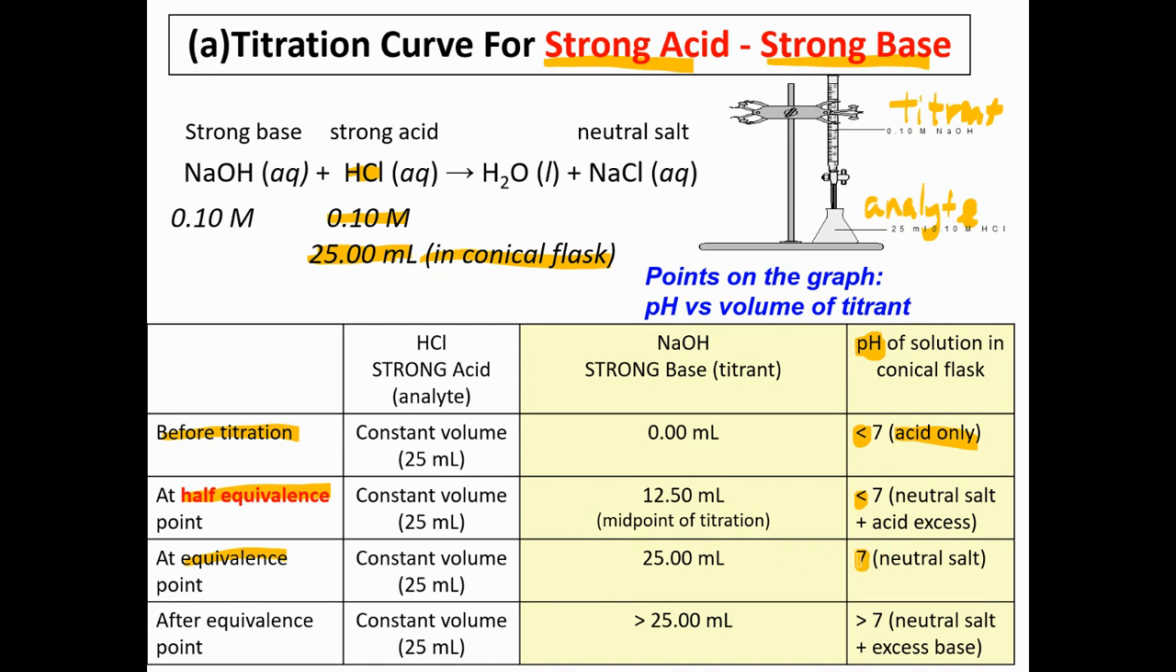Only at the equivalence point do acid and base completely react, so we will get neutral salt because it is from strong base and strong acid. After the equivalence point, we will have neutral salt and excess base. Therefore, we expect the pH to be more than 7.